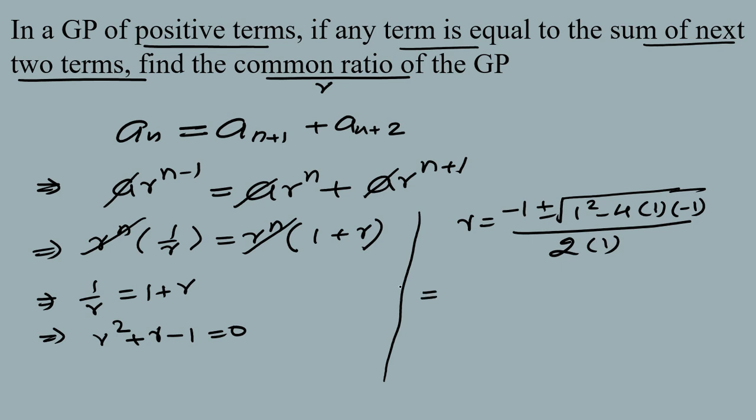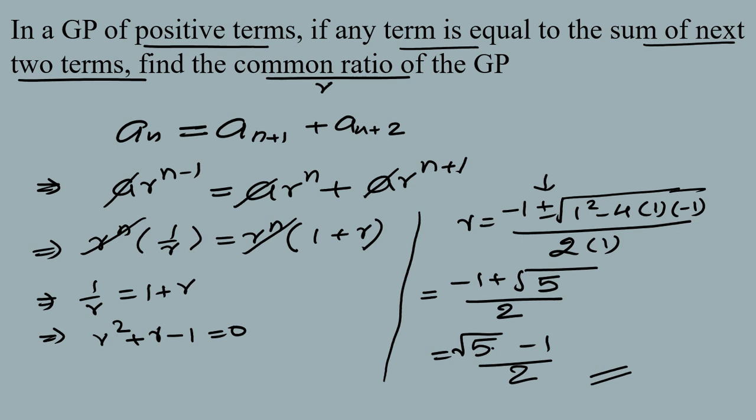Now you see, they say it is a positive term. So positive term means here you cannot have a negative sign. So you will have only the positive value. So minus 1 plus square root of 1 plus 4, 5, over 2. So it will be root 5 minus 1 divided by 2. This will be your answer.